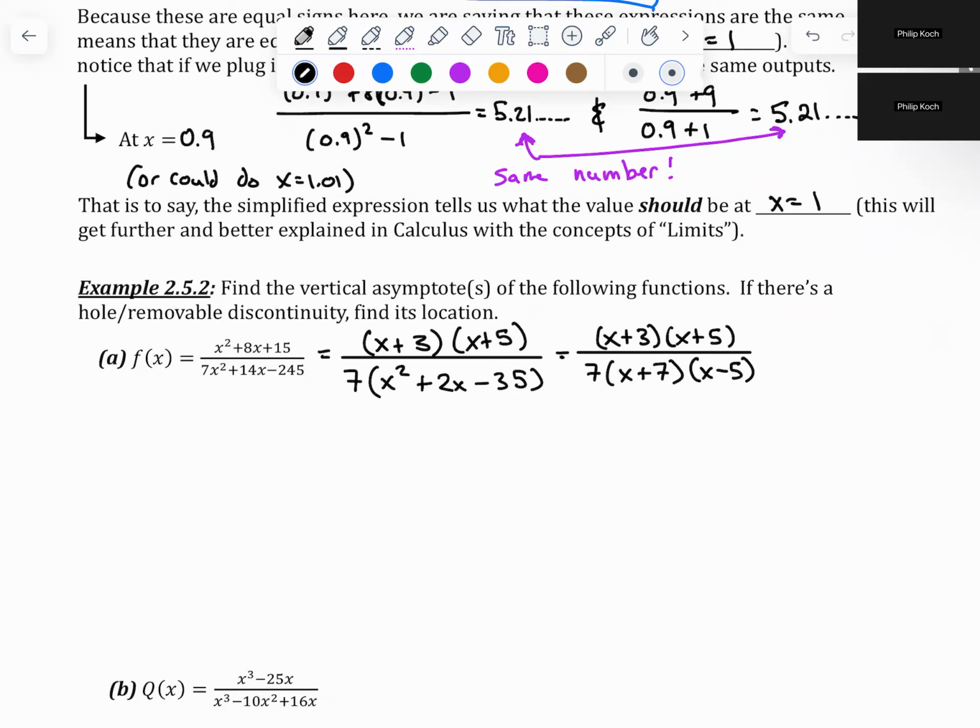Right? So the good news is nothing cancels. So no cancelizations, no holes.